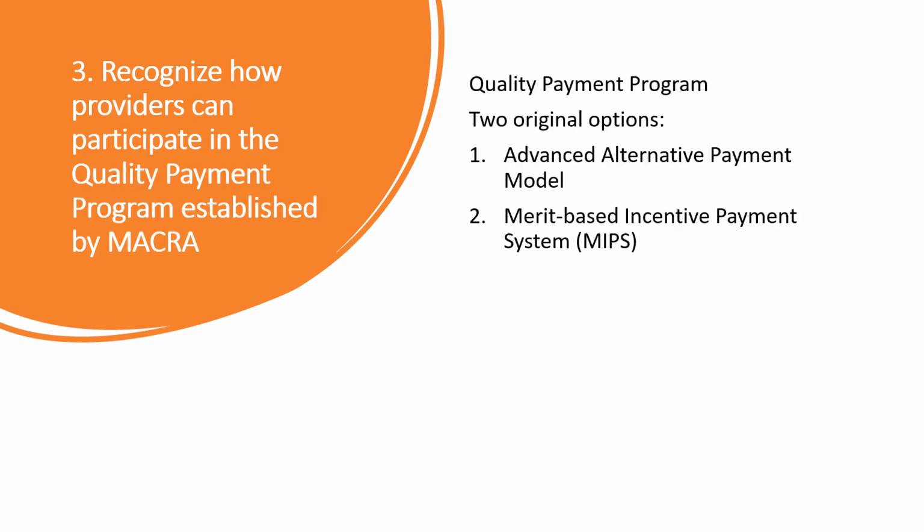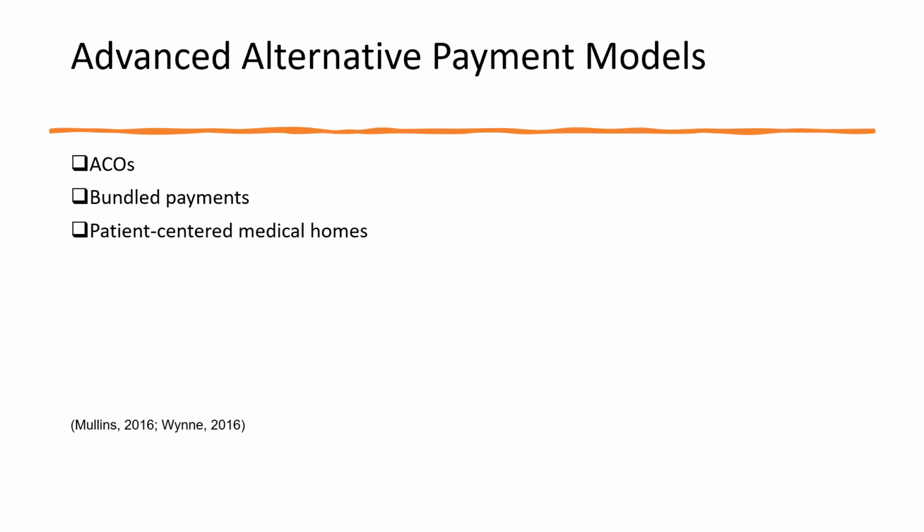Now, how do you participate in the QPP as established by MACRA? Well, there are two ways that you can do that as a physician. You can either participate in an advanced alternative payment model, or participate in the merit-based incentive payment system, also known as MIPS. Now, you may recall from the previous presentation that alternative payment models include ACOs, bundled payments, and patient-centered medical homes. So if you are part of one of those organizations, then you are covered and you don't have to worry about MIPS.